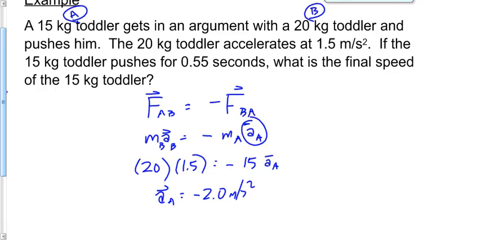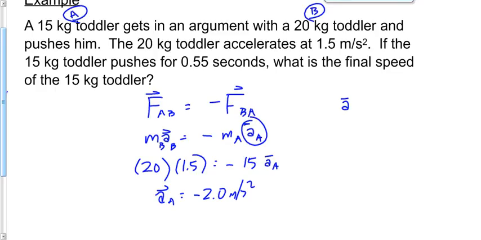What am I going to do now to find the final speed of object A, the 15-kilogram toddler? This is a group B problem, right? A last unit problem, a problem that you worked on lots and lots in the last unit, and you nailed it. We have the acceleration of object A. We have the time of contact. We have the initial speed, which is 0. We're looking for the final speed.